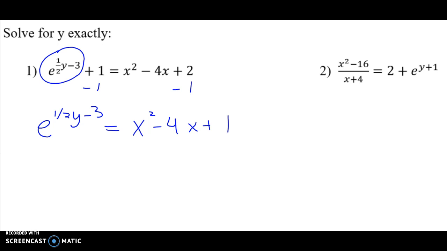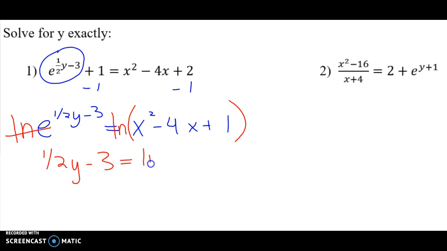Okay, now how do I cancel out e and get that exponent down to ground level? ln. Now this is the weird part. So natural log the left side, that cancels the e, but you also need to natural log the right side, which means you need to put the whole right side in parentheses. It's not like the last examples where it's just a number, like natural log of 9, you can throw it into your calculator. There's variables there. So you need to put the whole right side in parentheses and natural log the whole side. So that gives us 1/2 y minus 3 equals the natural log of the whole side.